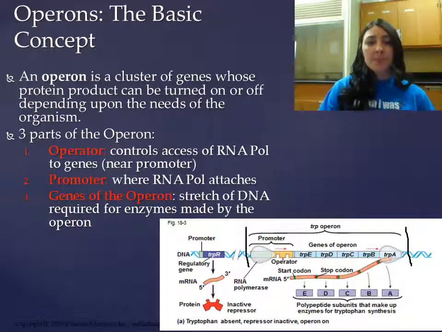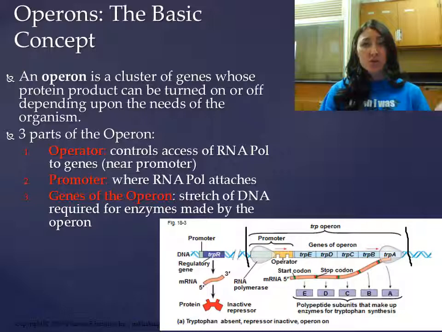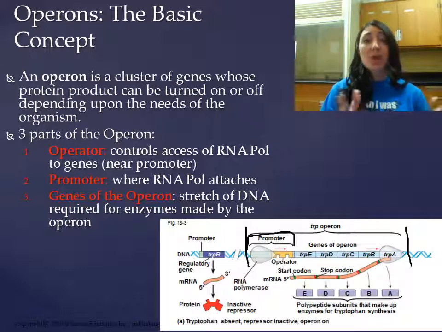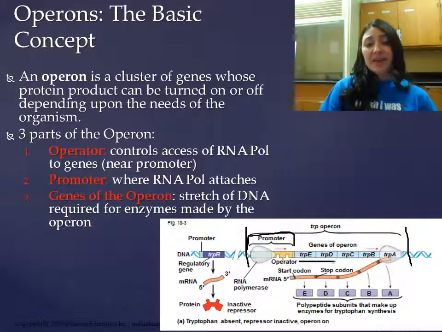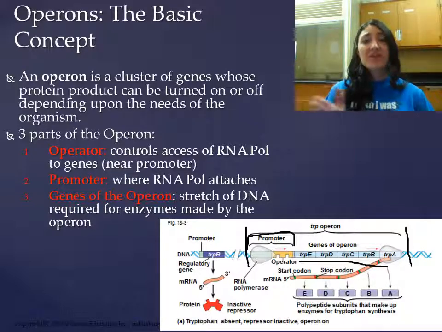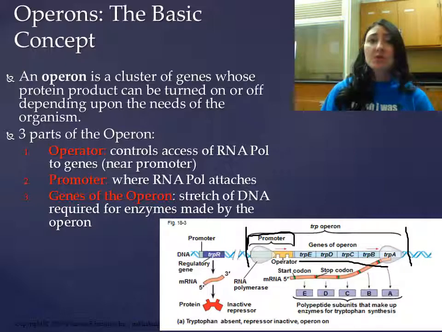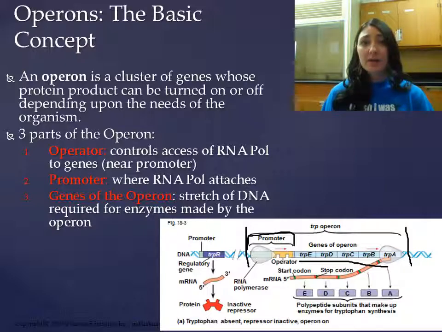In the image below, we can see the trp operon is from here to here, and we see the operator, which is what controls whether the RNA polymerase can get in or not. The promoter tells that RNA polymerase, where do I bind, where do I start reading this? And finally, that stretch of DNA, which are the genes of the operon. These are going to code for whatever protein product you're in need of in your cell.